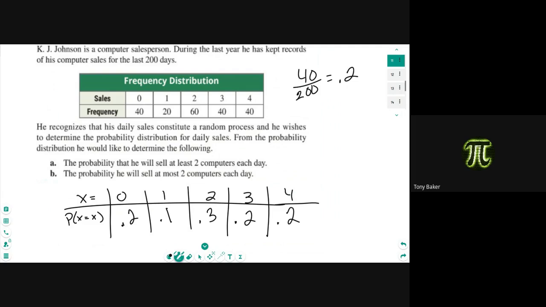So what's the probability that he'll sell at least 2 computers each day? Which ones are we going to be looking at in this situation? Ones with 2 or more. So we're going to include the 2. We add those probabilities up. So 0.3, 0.2, 0.2. So 70%.